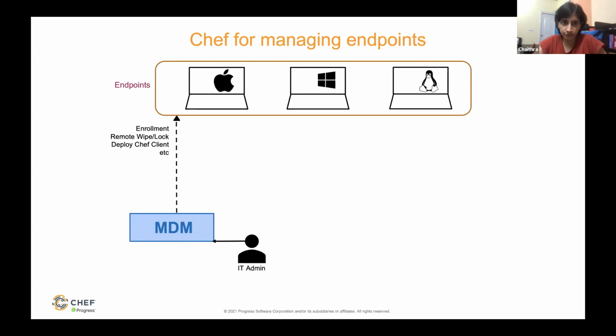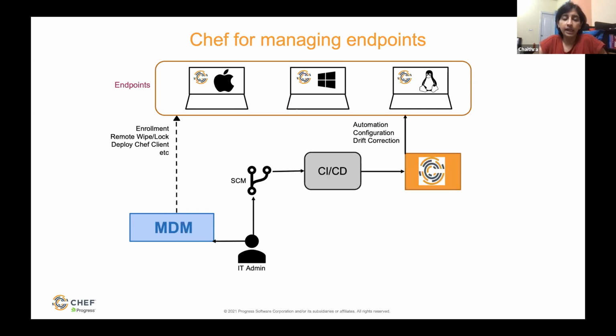So let me show a high-level overview of how you can use Chef along with MDM to manage your endpoints. Typically, you would use your MDM to enroll your devices, to do zero-touch enrollment, and to remotely wipe or lock devices in case of lost or stolen devices. You would also deploy the Chef client via an MDM. Once you have your Chef client deployed on your fleet, from then on, Chef takes over, and all the configurations that you define as code and push to the Chef server are pulled by these Chef clients onto the fleet and applied.